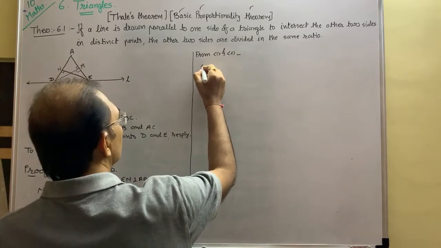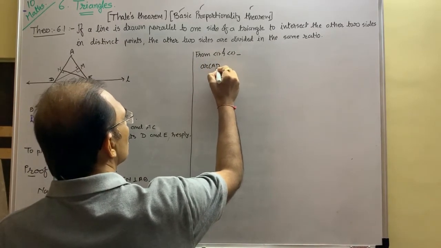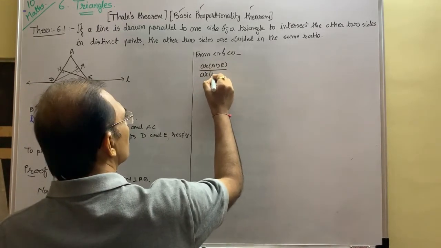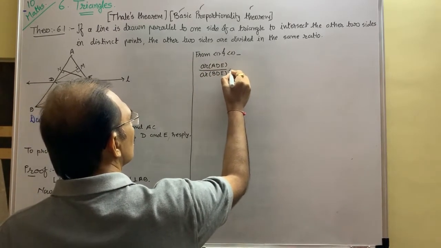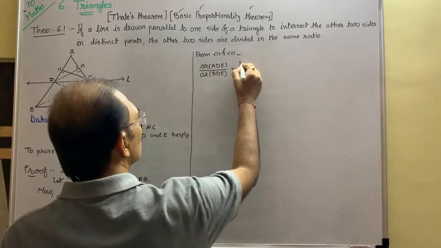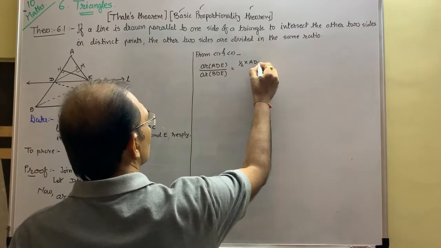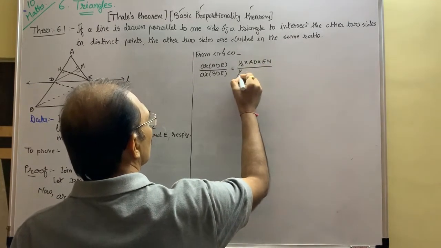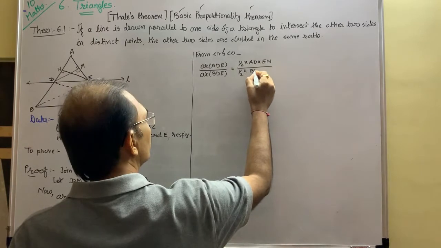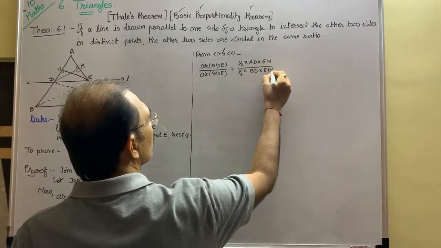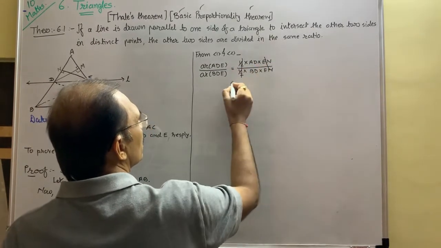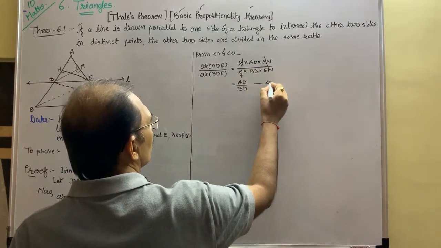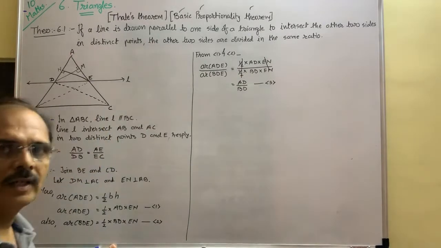Area of ADE upon area of BDE, that is equals to half into AD into EN upon half into BD into EN. Half cancel, EN cancel, that is equals to AD upon BD. Result number 3. Is it okay?